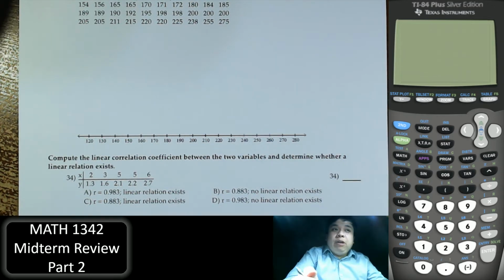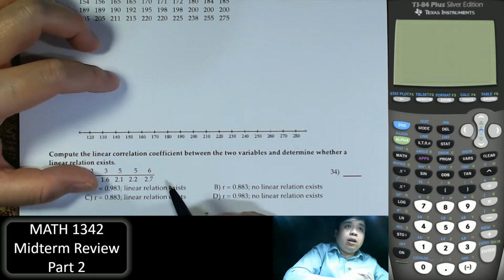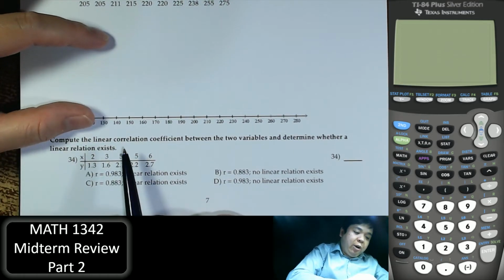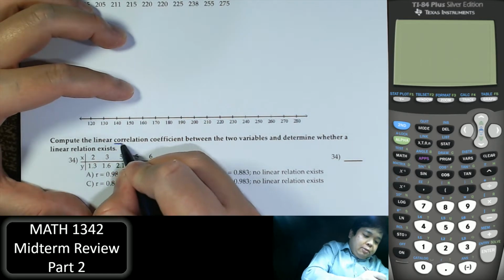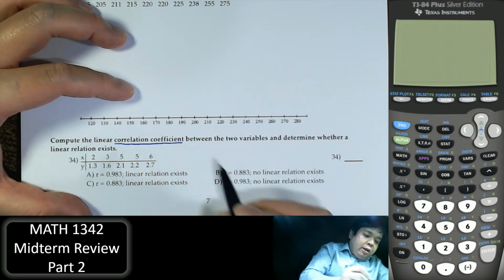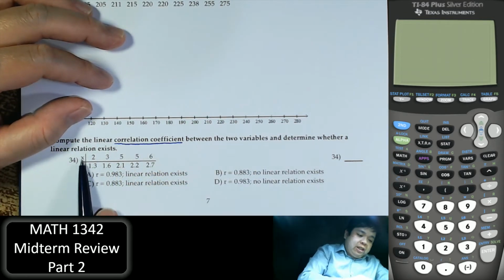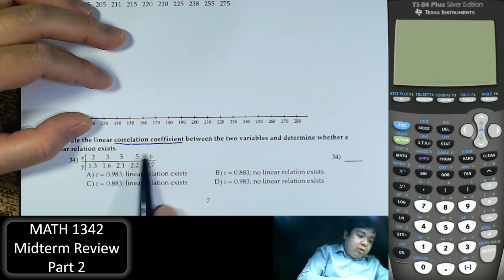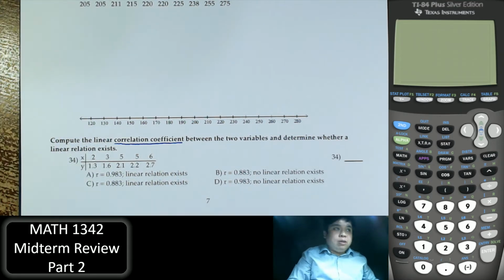We continue review for the midterm exam. Compute the linear correlation coefficient between the two variables x and y. So we have x equal those values and y equal these values. We use calculator for this problem.